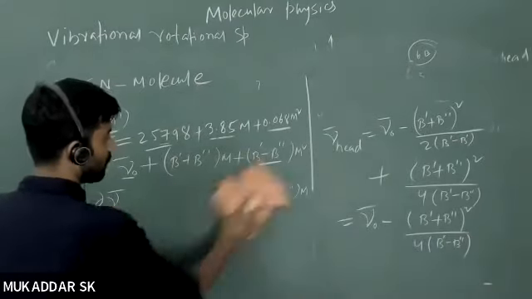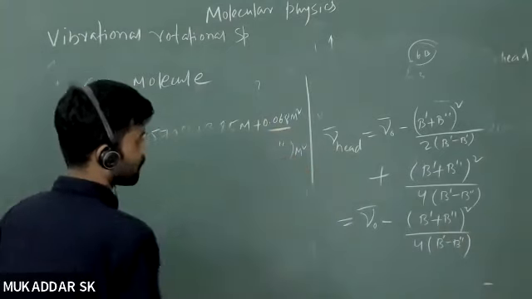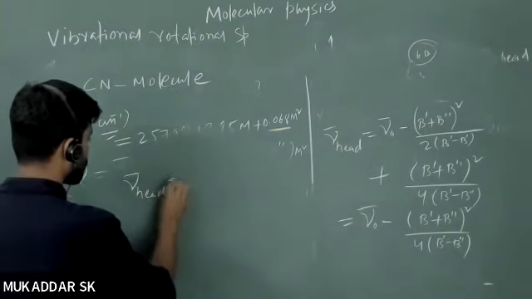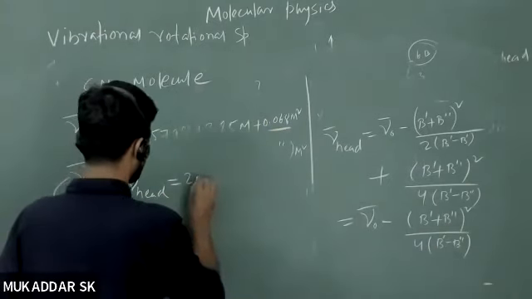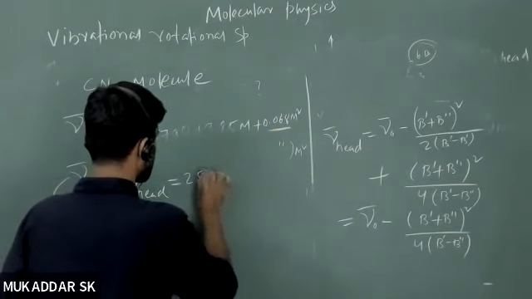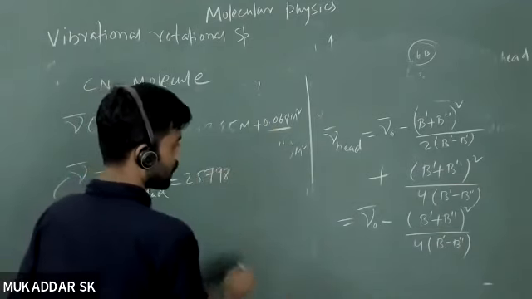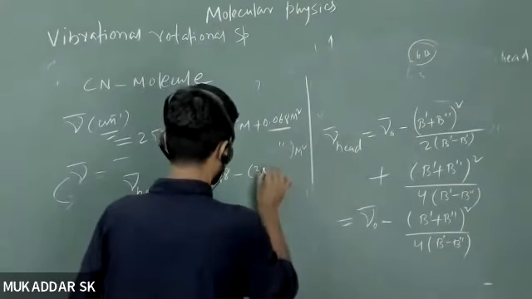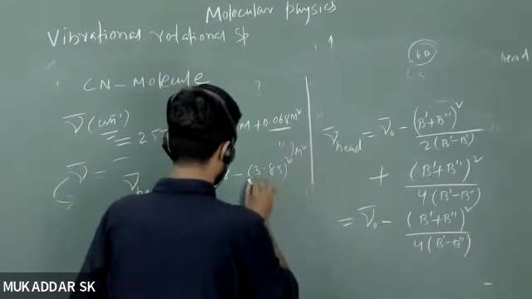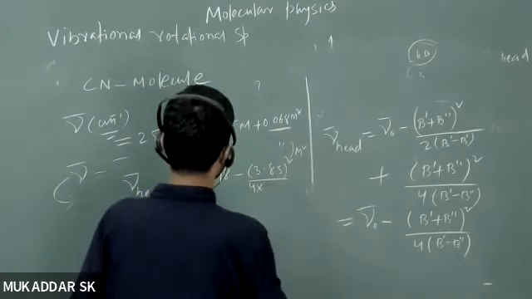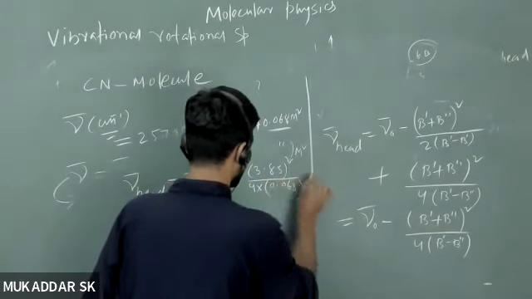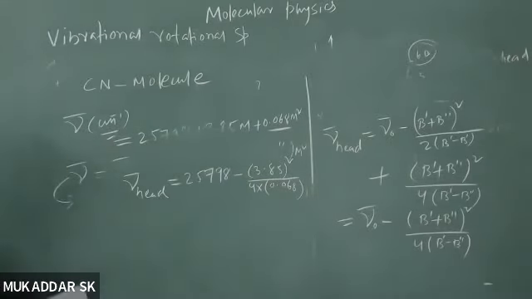Now you know where that value is, right? So I'll substitute this. So the location of the band head will be, these values: nu 0 was 25798. Then these values were how much? This was 3.85 square divided by 4 into 0.068. Is this part clear?